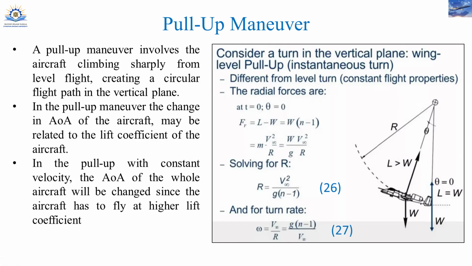CL alpha means the slope of the lift curve. The slope of the lift curve is called CL alpha, dCL over d alpha, right? So CL equals CL alpha times alpha minus alpha naught. Alpha naught means the angle of attack at zero lift. Zero lift means when the curve is crossing the alpha axis.